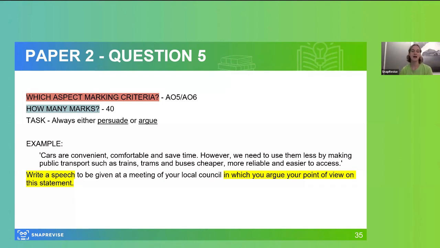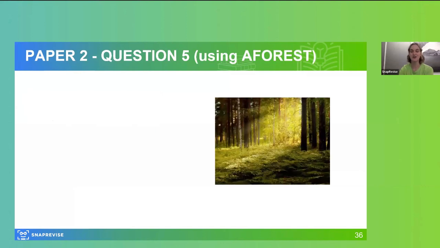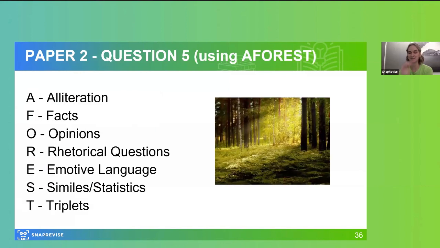So one of the biggest things I can recommend for question 5 is A FOREST. So this is talking about the different persuasive techniques that you can use. If you ever watch any politicians giving speeches, or if you do debating at school, these will be techniques that you are very familiar with. They're persuasive. So I would recommend writing this acronym in the margins of your paper, and then ticking it off when you've done at least one of each.